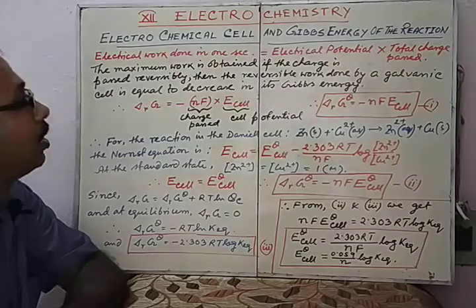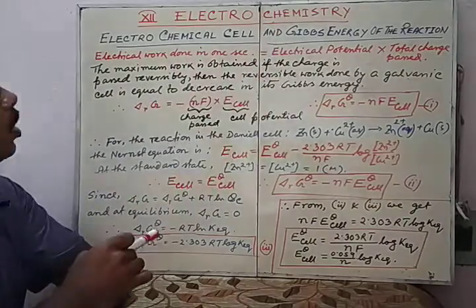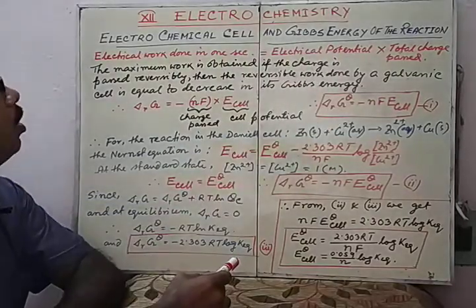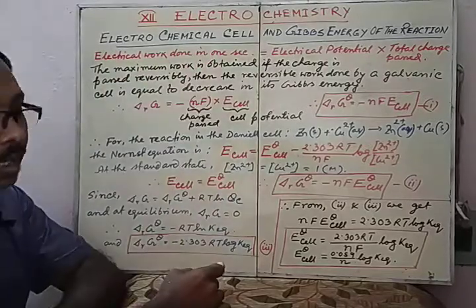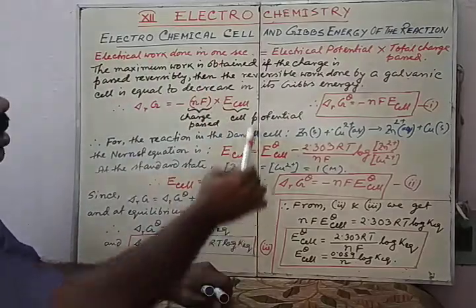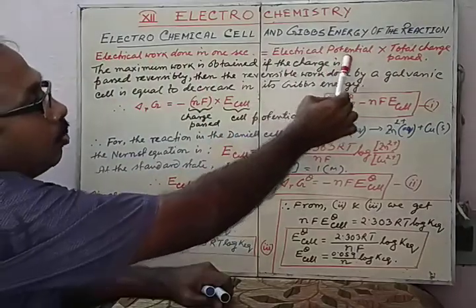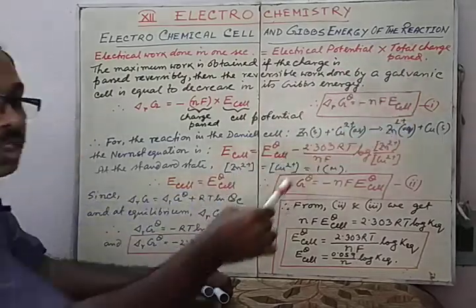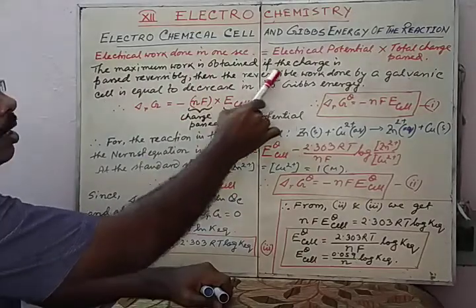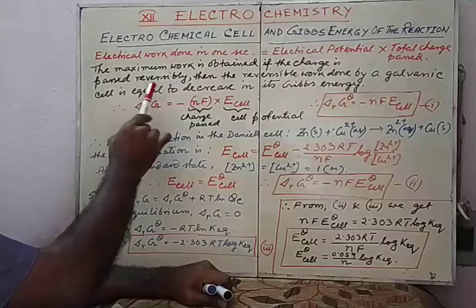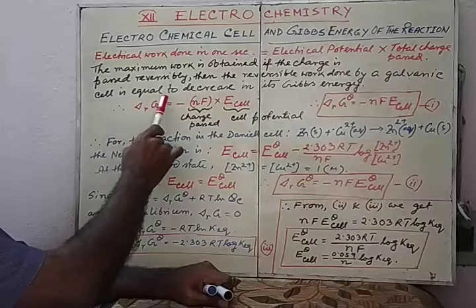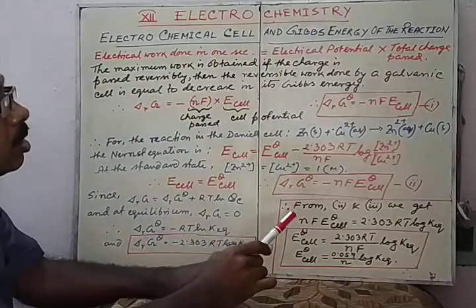Hello students, let us discuss under the chapter Electrochemistry how to calculate the value of Gibbs energy for an electrochemical cell like a Daniell cell. Now, electrical work done in 1 second is equal to electrical potential into total charge passed through the cell. The maximum work is obtained if the charge is passed reversibly, then the reversible work done by a galvanic cell is equal to the decrease in its Gibbs energy.